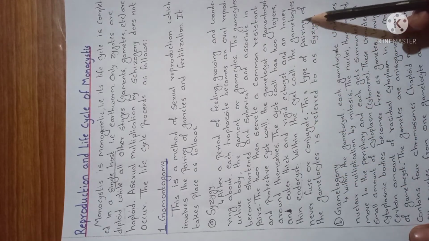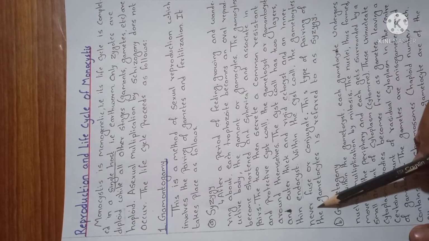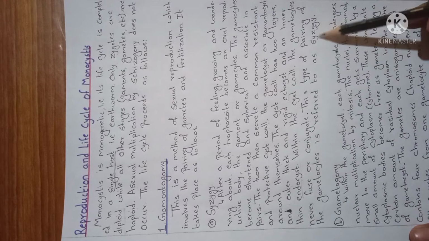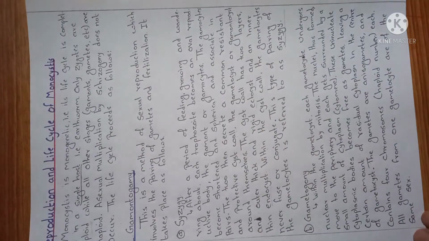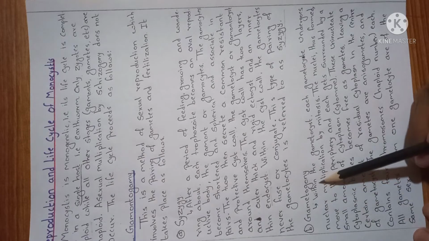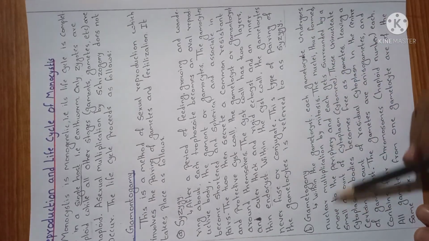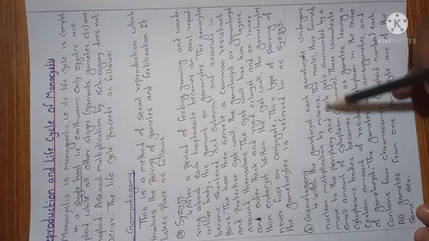This type of pairing of the gametocyst is referred to as the syzygy. After the process of the syzygy, the gametogony process is started. Within the gametocyst, each gametocyte undergoes nuclear multiplication by mitosis.